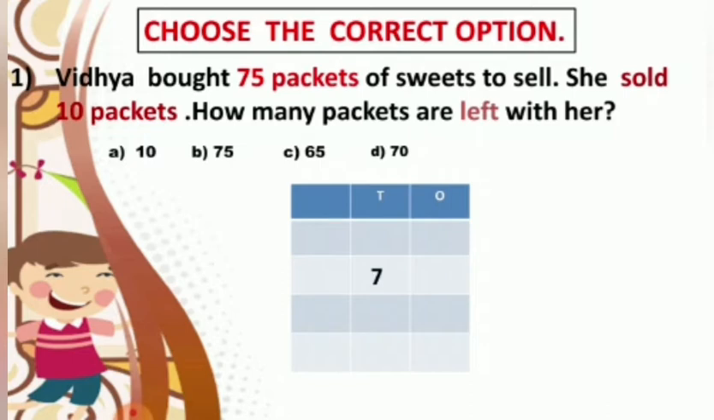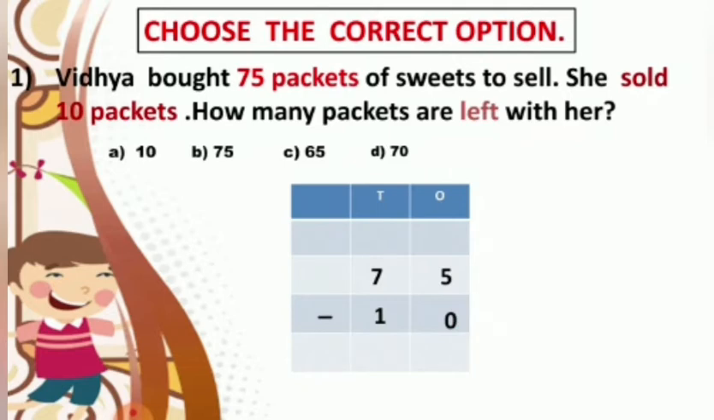First number is 75. So we will write 7 in tens column and 5 in ones column. Then she sold 10 packets. So we will write 1 in tens column and 0 in ones column. Now we are doing subtraction. So we will use the sign of minus. So we will start from ones column.